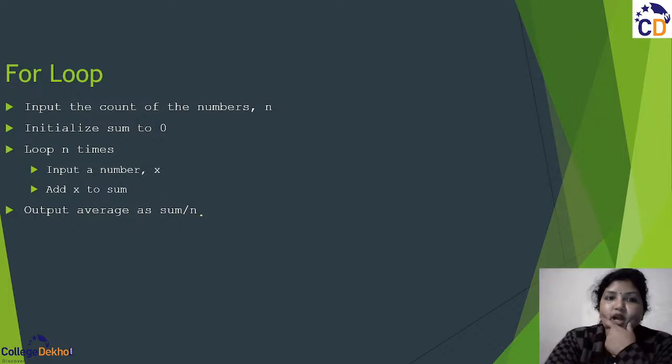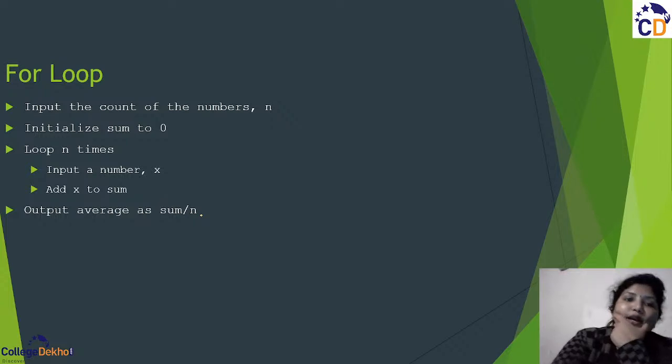Input the counter of the numbers, whatever numbers you want to enter, take it as n. Then where you are taking the summation of all the values, all the items, you would be taking as a sum variable. This is a type of pseudo code, no language, just logic. It could be implemented through any language, so it is treated as pseudo code, right?